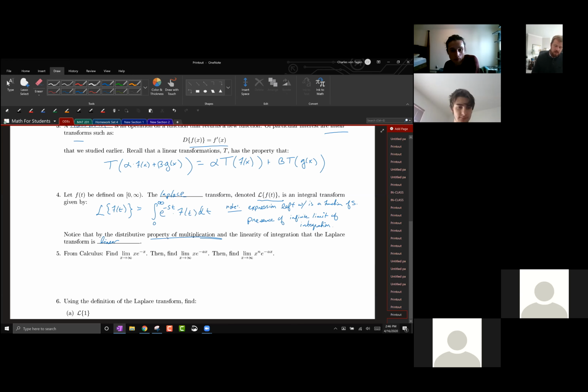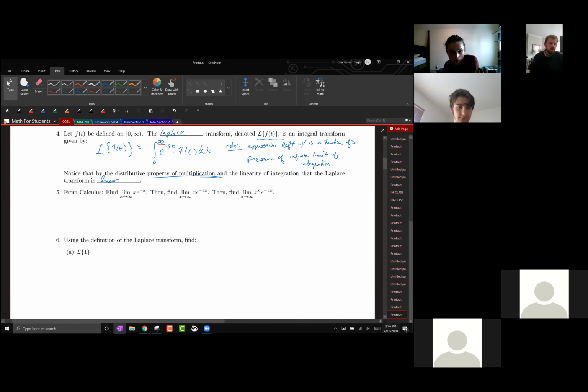Now we've got to be a little bit careful with that because we've got this infinite upper limit of integration, but we can still do it. In a large class of functions, we'll be able to do this and have it be linear. So we'll see that in a moment.